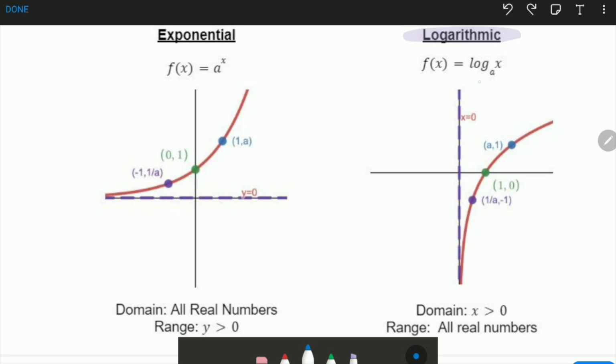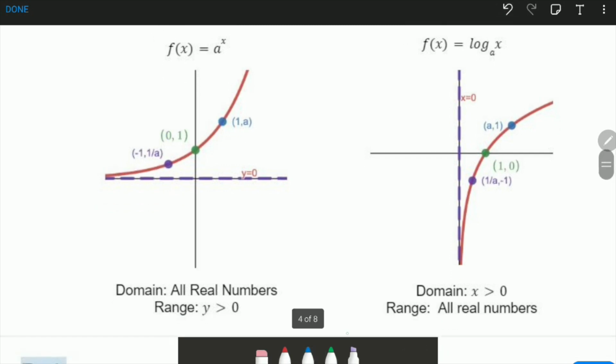When you go to the inverse, log base a of x, then those x and y values are inverted. So we have (1/a, -1), (1, 0), and (a, 1). Likewise, the asymptote is switched from y equals 0 to x equals 0 for the inverse. And domain and range are also flipped, because when you switch x and y, the domain and range switch as well. So we're going to look at some examples dealing with the inverses of exponential and logarithmic functions.